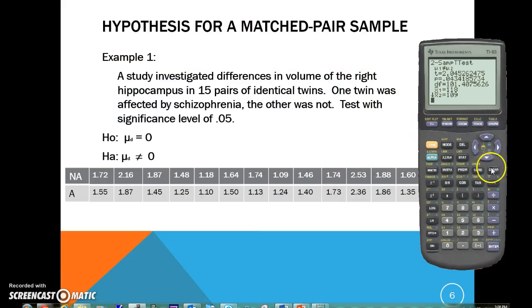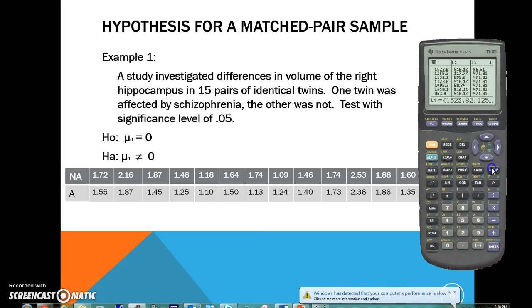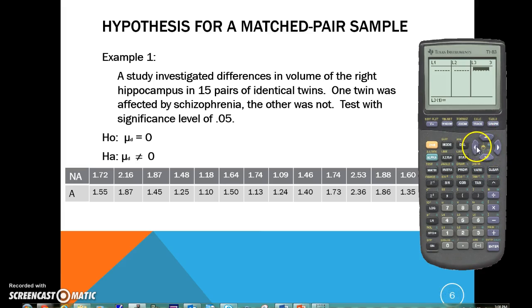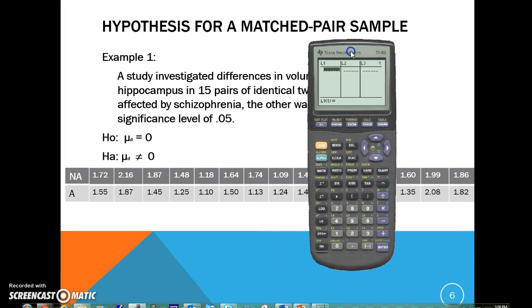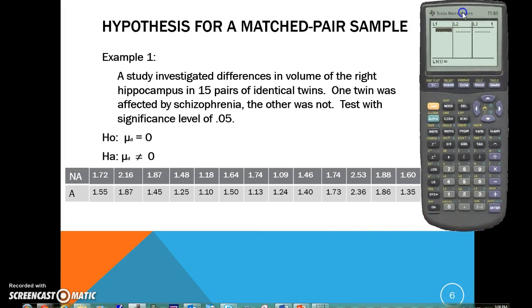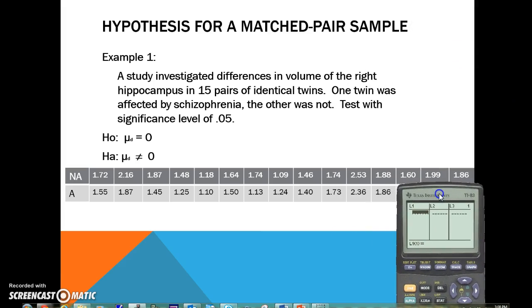and we can start by going to the edit menu, and we can erase any previously created lists. I'm going to need at least 3 lists here, so I'm going to clear these out. So on list 1, I'm going to type in the 1.72 up to that 1.86 there.